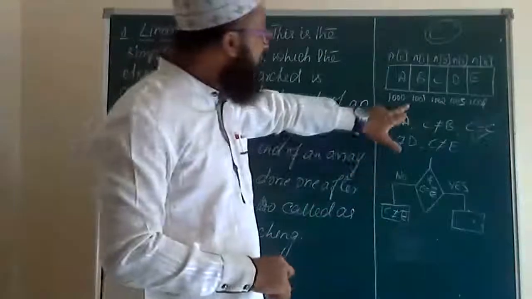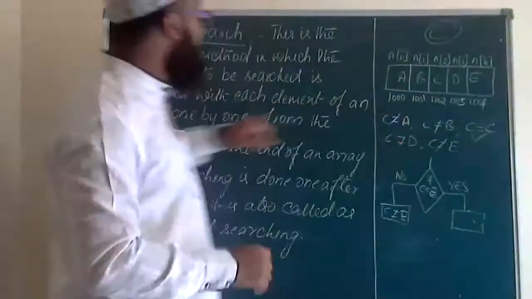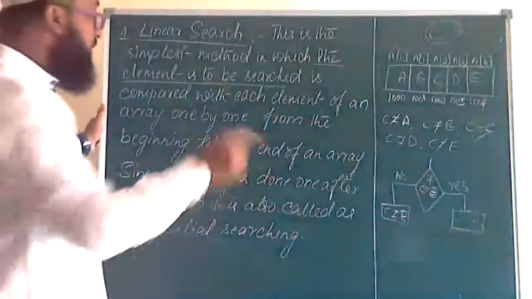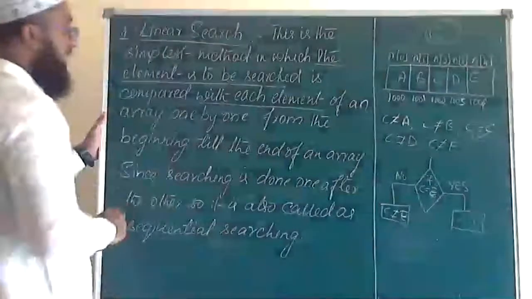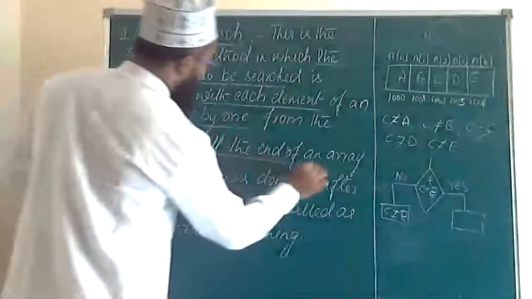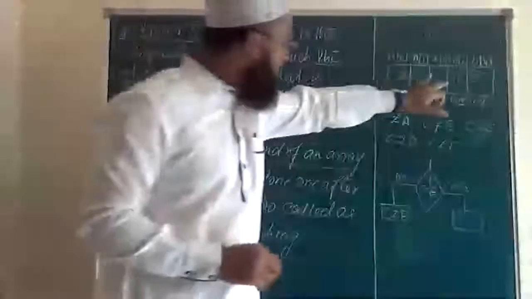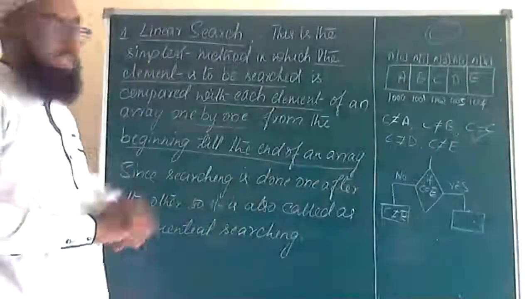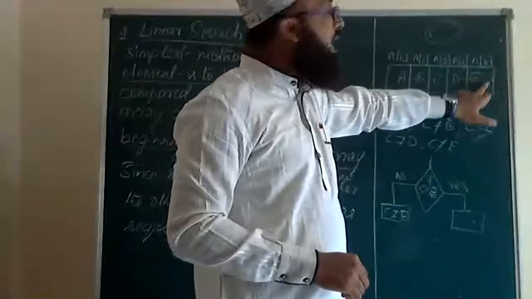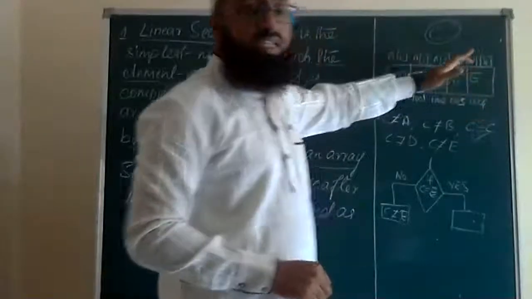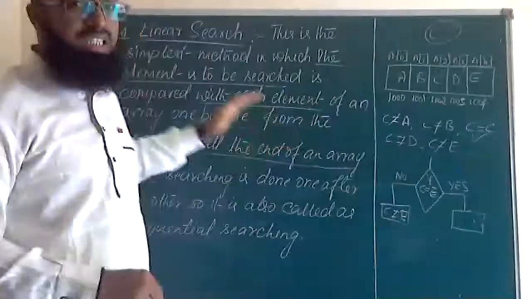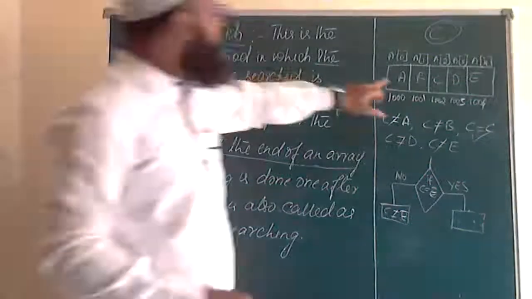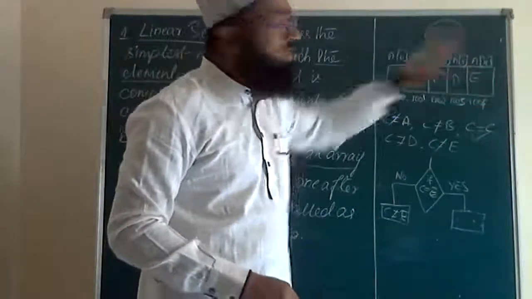So like this, the linear search will compare the given element, the element to be searched, with each element of an array one by one from the beginning till the end of the array. Even after getting the right answer, linear search will continue its searching. Finally it will come to the end of the array, and then it will stop its searching. This method is called linear searching. So here it will search sequentially, one after the other.